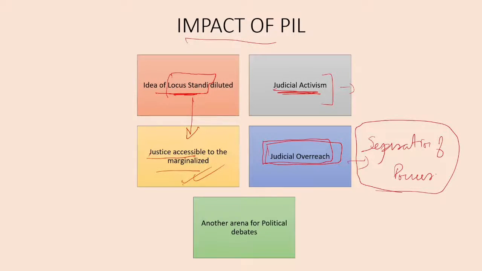Similarly, in case of the alcohol ban on highways, whether the ban is good or bad is not the concern here. The concern is it should not have been done by the judiciary. It should have been done by the government. The judiciary should have asked the government to look into the issue, and if the government feels there's sufficient merit to it, they could have done it. So this is judicial overreach, and this is one of the negative fallouts of PIL.